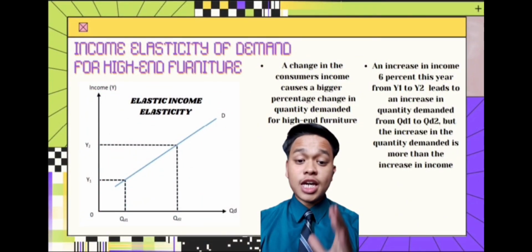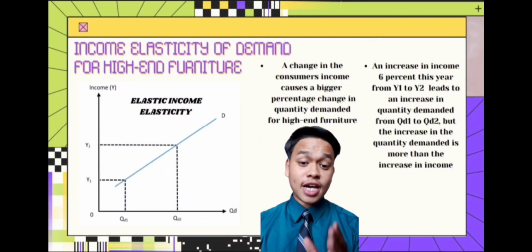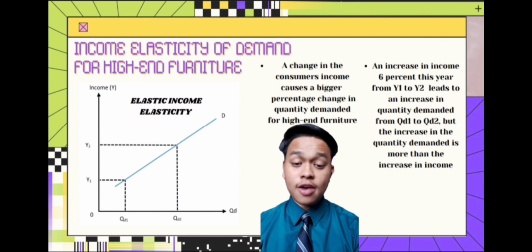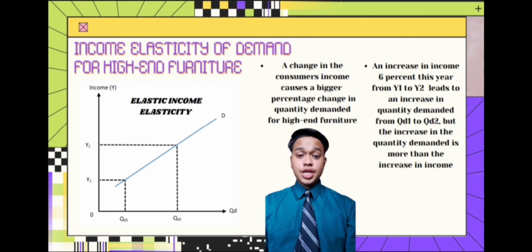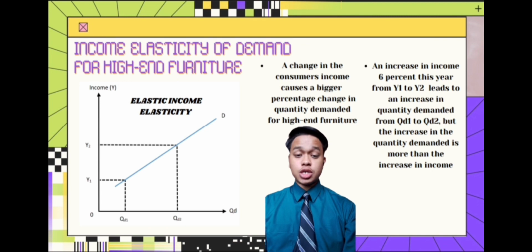Okay, for the next one, I will talk about income elasticity of demand for high-end furniture. We can see, based on the question, that the degree of responsiveness in income elasticity of demand for high-end furniture is elastic income elasticity. A change in the consumer's income causes a bigger percentage change in quantity demanded for high-end furniture.